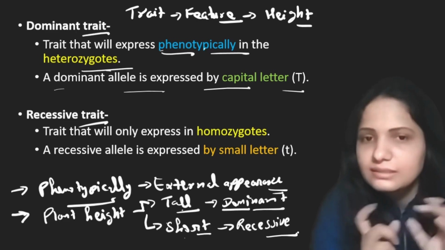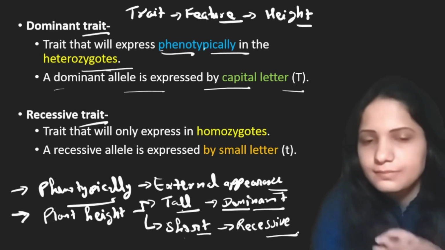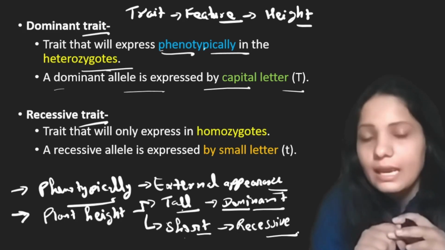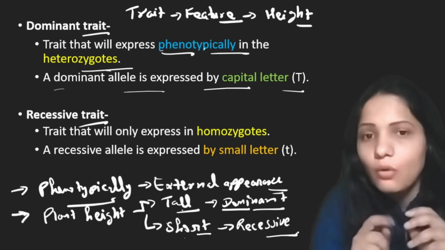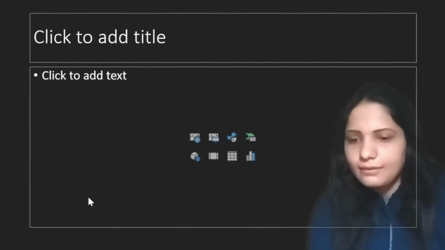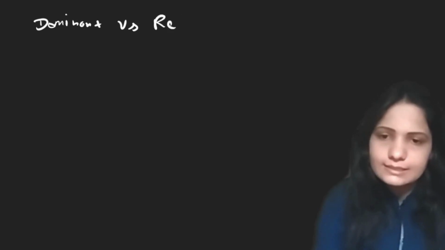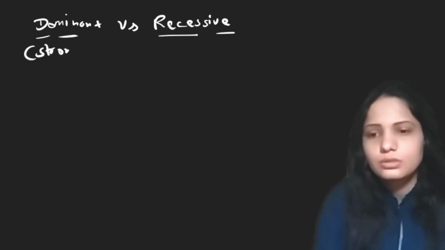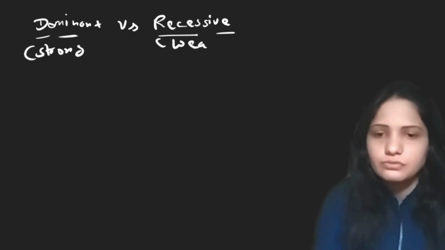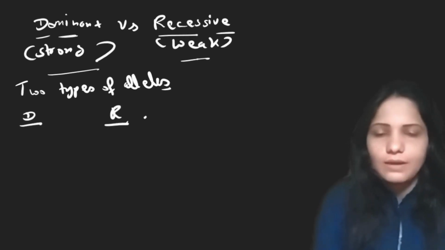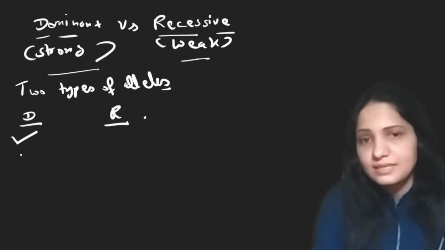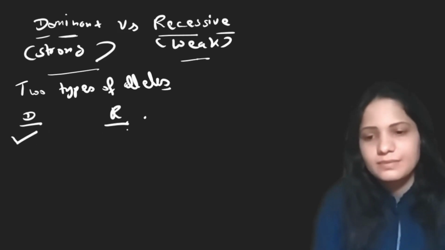And the short, this is recessive. This trait is not expressed in the presence of the dominant trait. If there is a dominant trait, then that trait will overexpress the recessive trait. Here we have two things: dominant versus recessive. Dominant is strong and recessive is weak. We have two types of alleles: dominant D and recessive R. Dominant always expresses itself, but recessive expresses only when it is present alone.